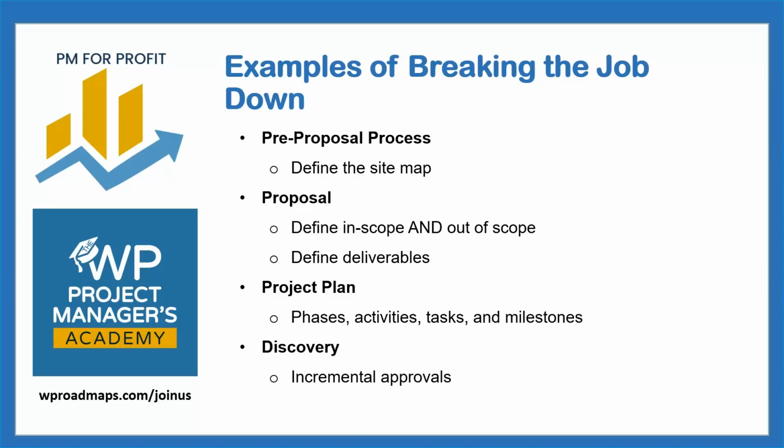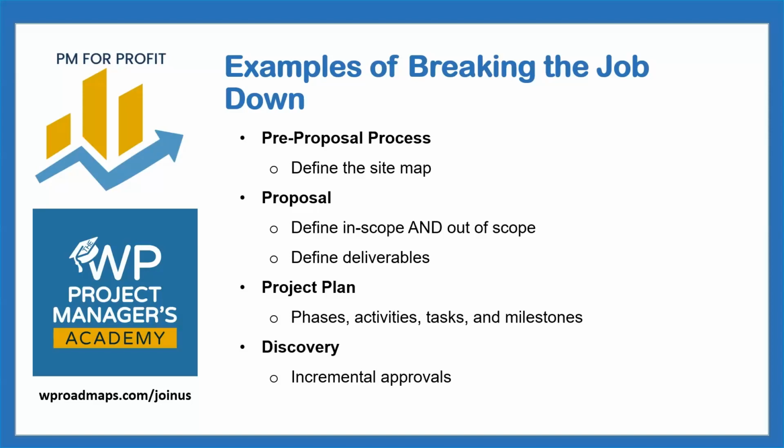There's no way for you to estimate the level of effort that it's going to take if you don't know the exact pages. And it's not a good idea to just go forth with an assumption. You need to get the client to validate that. So that's one way of breaking the job down. That's your first chunk, is the sitemap. Then the next step is your proposal.